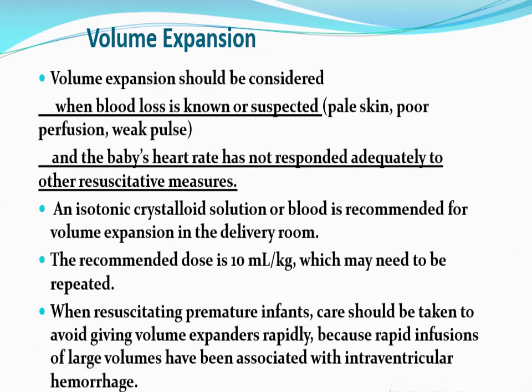Volume expansion should be considered when blood loss is known or suspected, the patient appears pale with poor perfusion and weak pulse, and the baby's heart rate has not responded adequately to other resuscitative measures. Isotonic crystalloid solution or blood is recommended for volume expansion in the delivery room. The recommended dose is 10 ml per kg, which may need to be repeated. When resuscitating premature infants, care should be taken to avoid giving volume expander rapidly, because rapid infusion of large volumes has been associated with intraventricular hemorrhage.